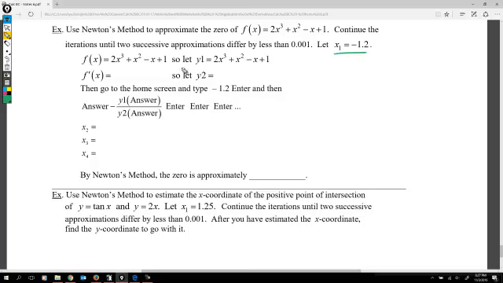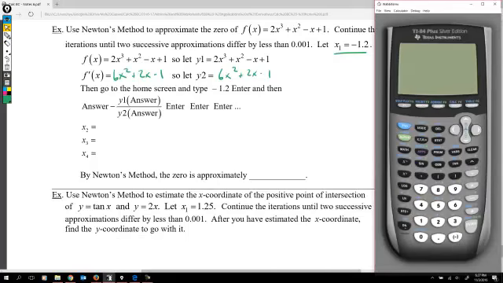This is my guess, so my function is here. I need to know the derivative, so we get 6x squared plus 2x minus 1. What I'm going to do is take my calculator and type these in. My y1 is going to be my original function, my y2 is going to be my derivative, and in my calculator, I went ahead and already did that.